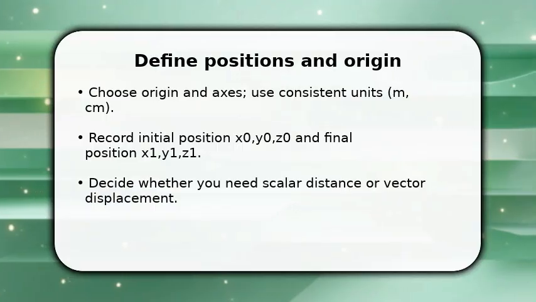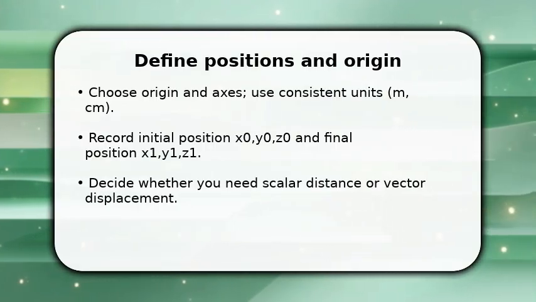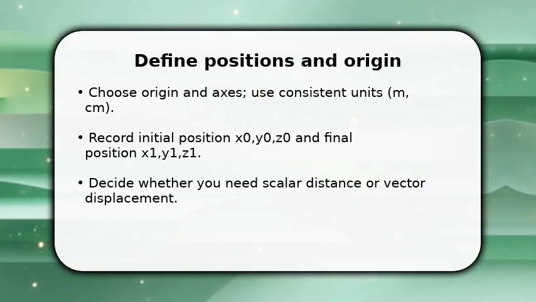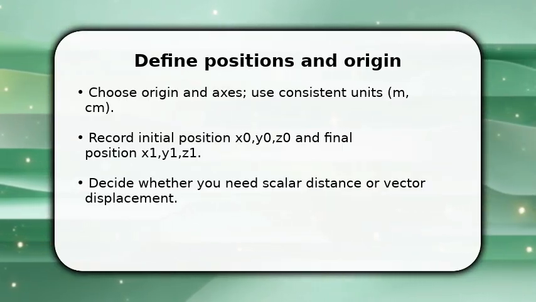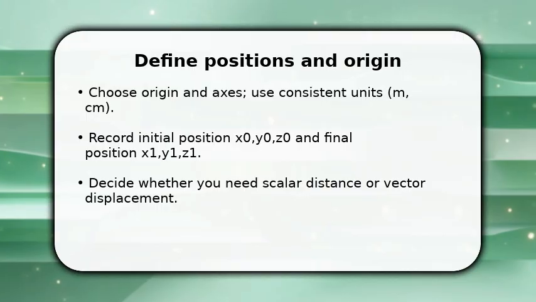You start by fixing a coordinate system and units so numbers mean something. Once done, measure or read the initial position and the final position. You take those coordinate values and label them clearly as x0, y0, z0, and x1, y1, z1. Make sure to note orientation and sign conventions.